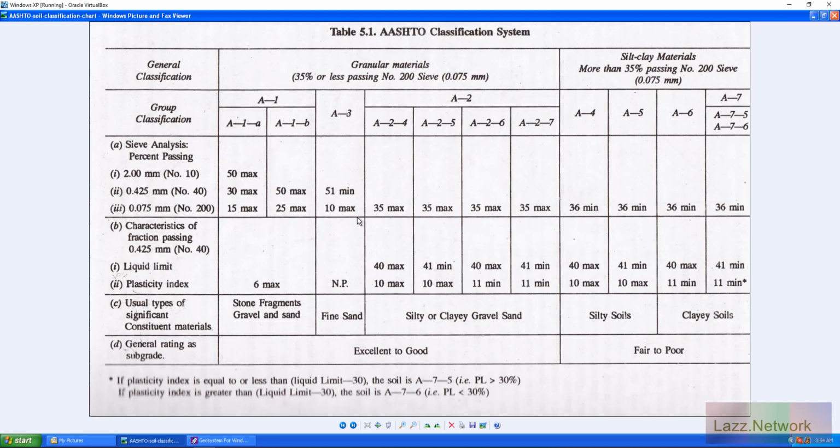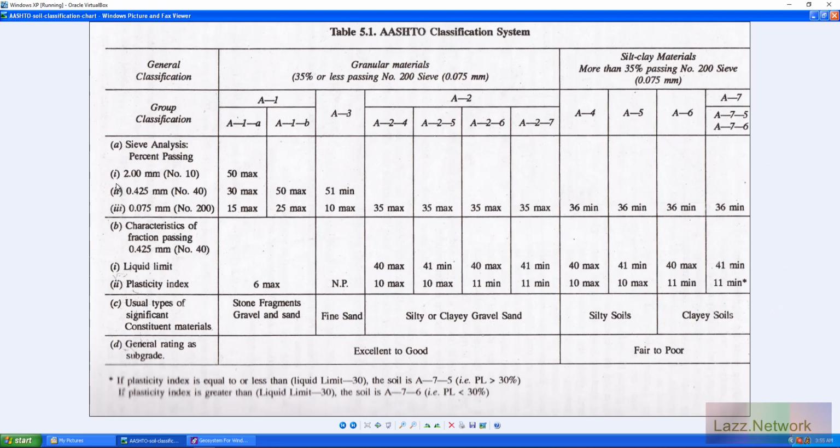So if we move on over here to our greater than 35% passing the 200 sieve, we have A4, A5, A6, and we do have A7, but if you do A7, it's either an A75 or an A76. So that's how this whole classification system works. It's a bit more simplified, but you have to do a lot more for an AASHTO classification than you would for a unified.